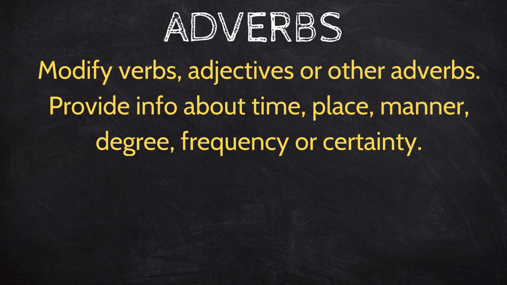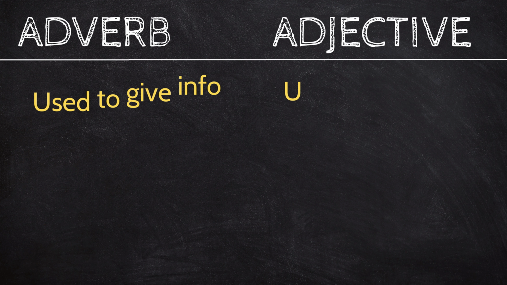Adverbs. Adverbs modify verbs, adjectives, or other adverbs. They also give information about the time, place, manner, frequency, certainty, or degree of the verbs, adjectives, or other adverbs. In this video, we will learn about adverbs, their types, comparative and superlative adverbs, and the difference between adverbs and adjectives. We will also see some examples.